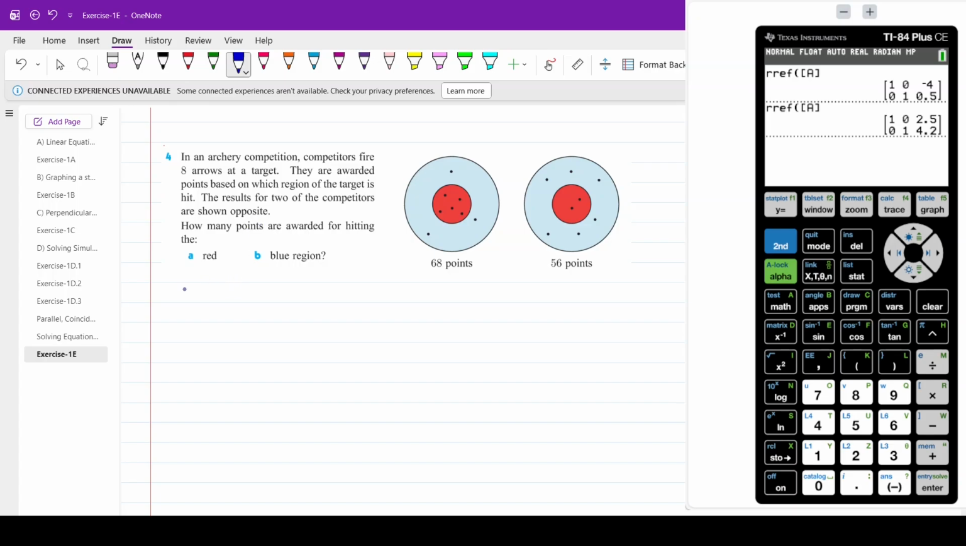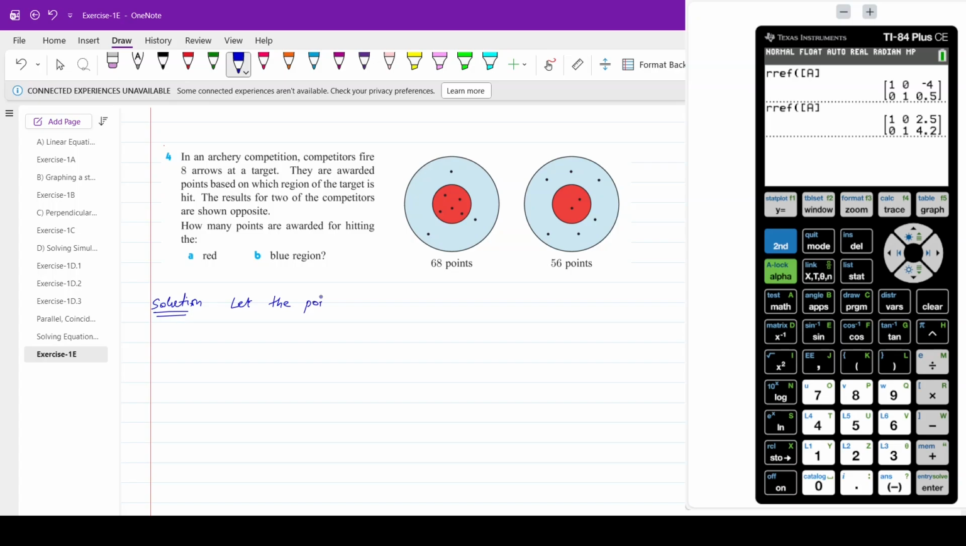The question says, in an archery competition, competitors fire 8 arrows at a target. They are awarded points based on which region of the target is hit. The results for 2 of the competitors are shown opposite. How many points are rewarded for hitting the red and blue region? So let's first create the equations.